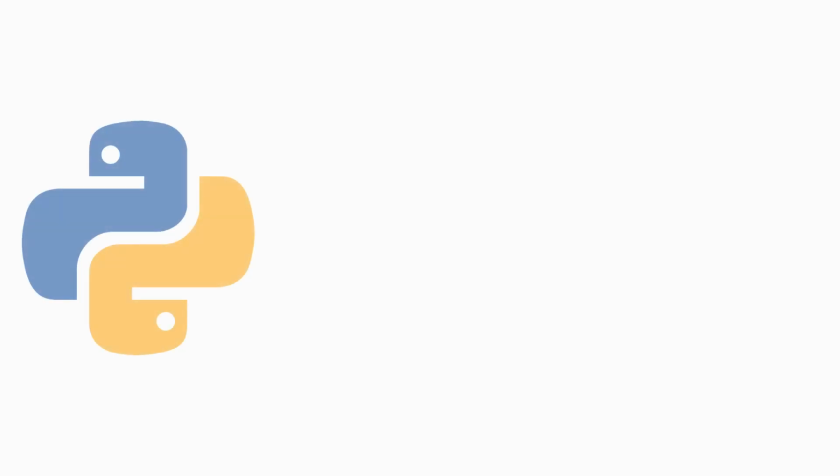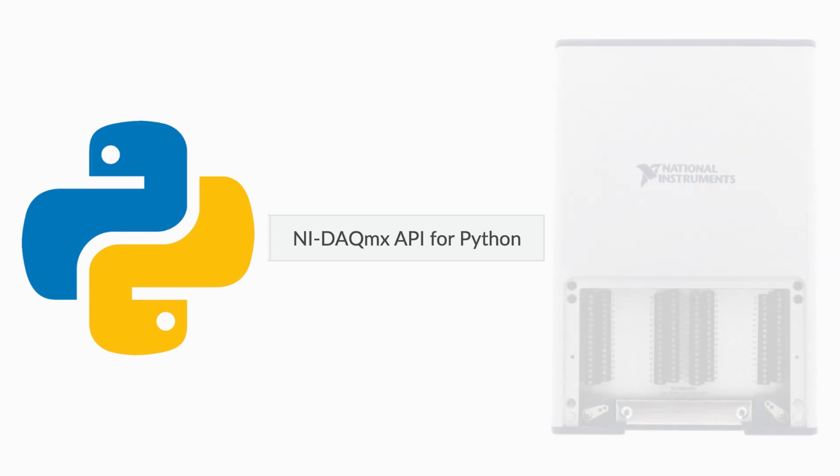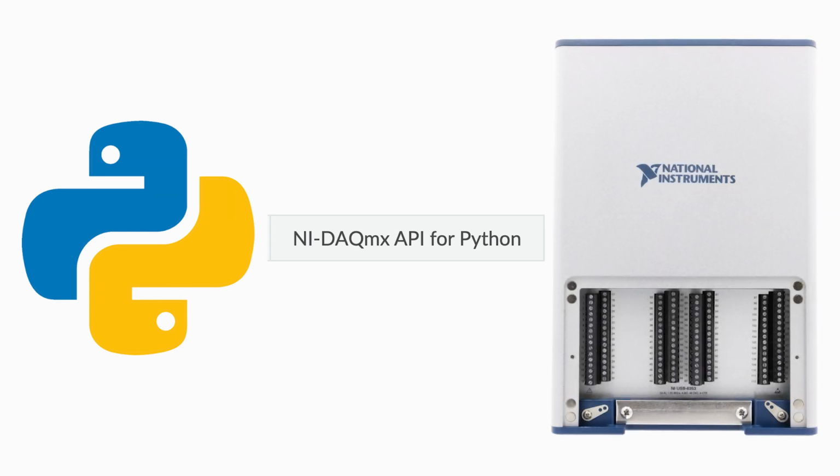In this tutorial, we're walking you through how to generate digital output and pulse signals using Python, the NI-DAQmx API, and the NI USB-6353, a versatile multifunction DAQ device.